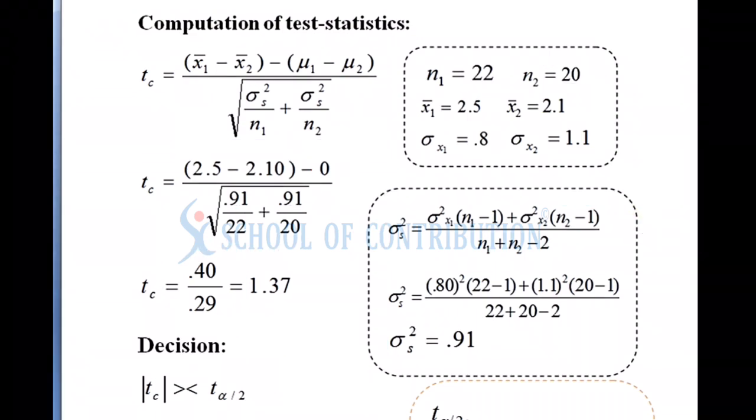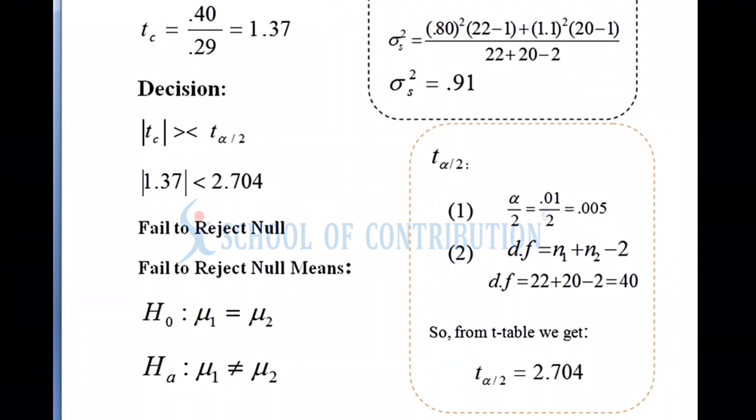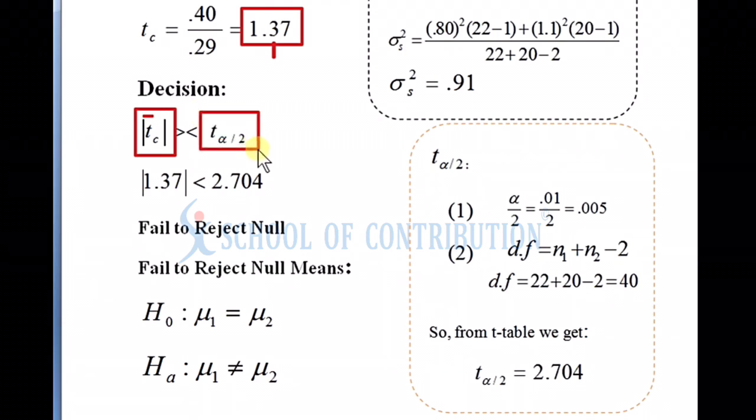Now we are going to use this value to decide whether we should reject the null hypothesis or fail to reject the null hypothesis. This is our calculated value of t. We take the absolute value of the calculated t, then compare this value with the two-tailed critical value of t, because our hypothesis is two-tailed.